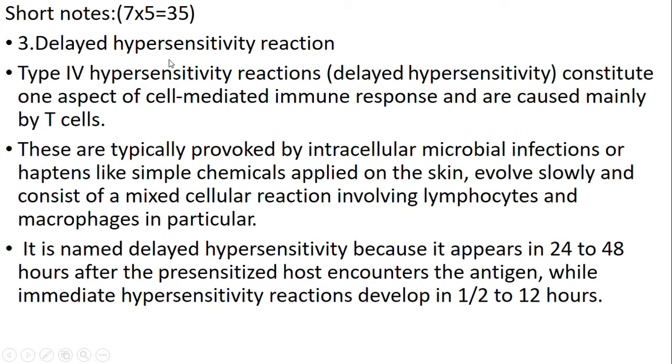Short note on delayed hypersensitivity reaction. Type 4 hypersensitivity reactions, otherwise known as delayed hypersensitivity, constitute one aspect of cell-mediated immune response and are caused mainly by T cells. These are typically provoked by intracellular microbial infections or haptens, like simple chemicals applied on the skin. They evolve slowly and consist of a mixed cellular reaction involving lymphocytes and macrophages in particular. It is named delayed hypersensitivity because it appears 24 to 48 hours after the sensitized host encounters the antigen, while immediate hypersensitivity reactions occur within half an hour to 12 hours.